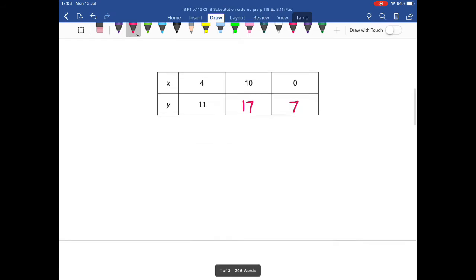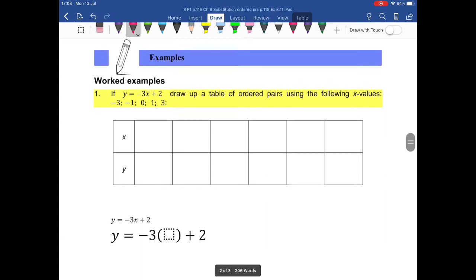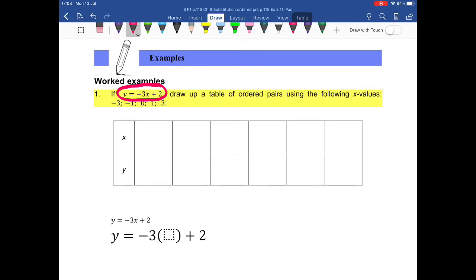Now we're going to progress to the worked example. So here it says the worked example, if y equals minus 3x plus 2. So they actually give you the equation. It says draw up a table, which we put underneath, of ordered pairs. We will get to the ordered pairs later. That's our final step, using the following x values. They said to us x is going to be negative 3, negative 1, 0, 1, 3. So all we're going to do is fill those in at the top.